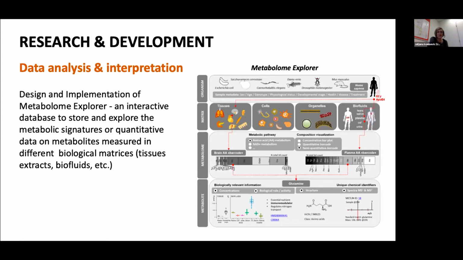In terms of data analysis and interpretation, we are currently designing and implementing a Metabolom Explorer, an interactive database to store and explore the metabolic signatures and the quantitative data on the metabolites that have been measured in different biological matrices. This is an ongoing project in collaboration with the Bioinformatics Competence Center here at University of Lausanne.